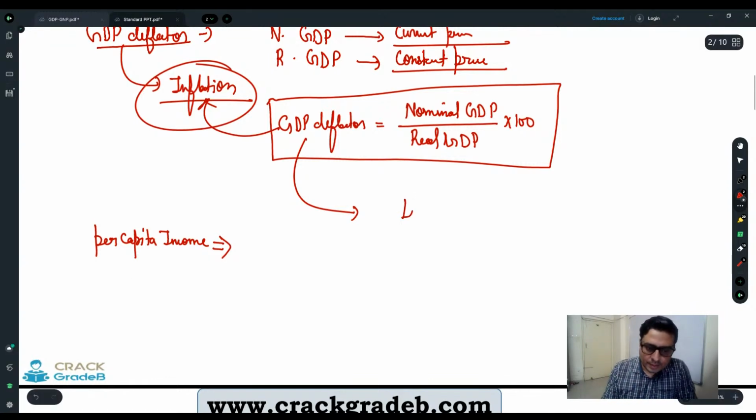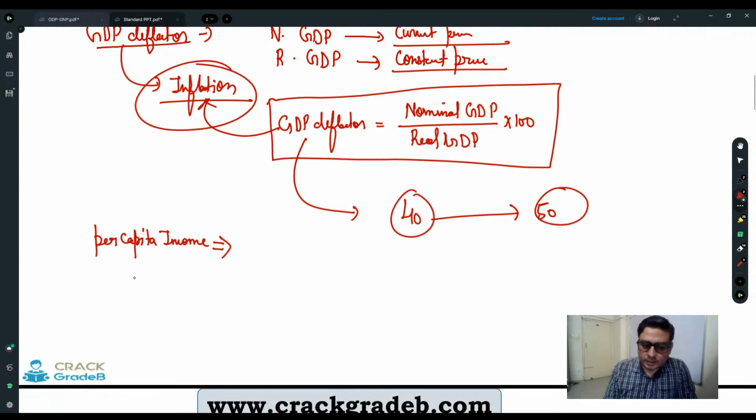We calculate inflation by the rise in the price. Suppose the price was 40 rupees, and now it moves to 50 rupees. So you are moving from a lower to a higher price. The price is increased by 25%, right? So from lower to higher, we get how much inflation has increased.